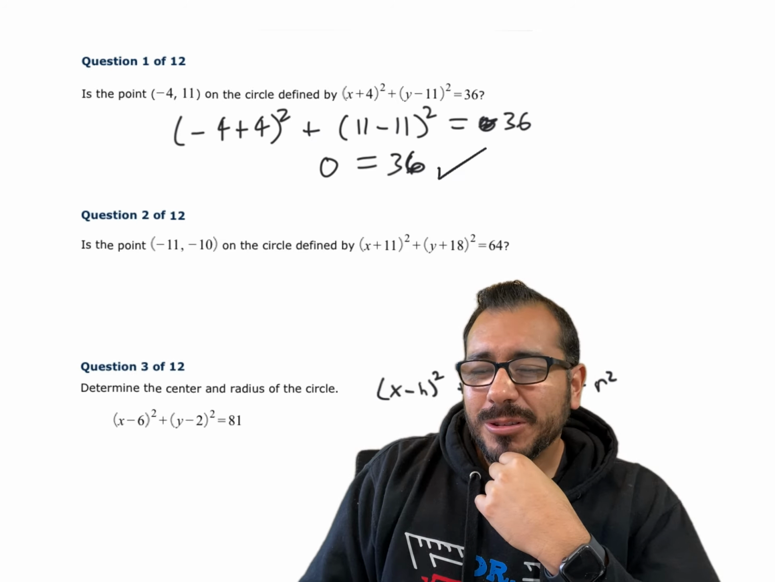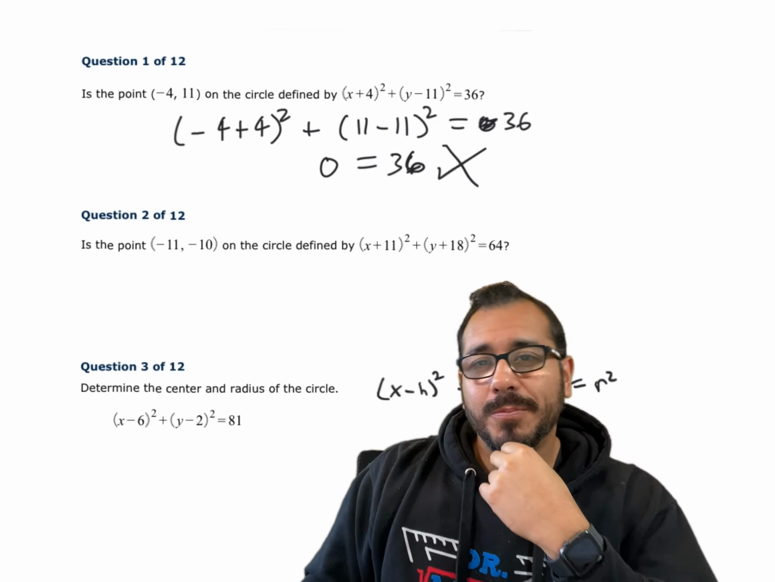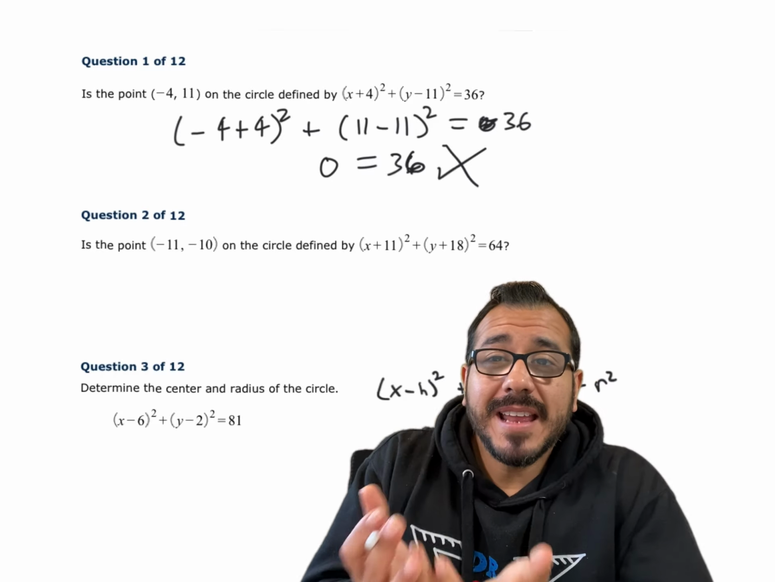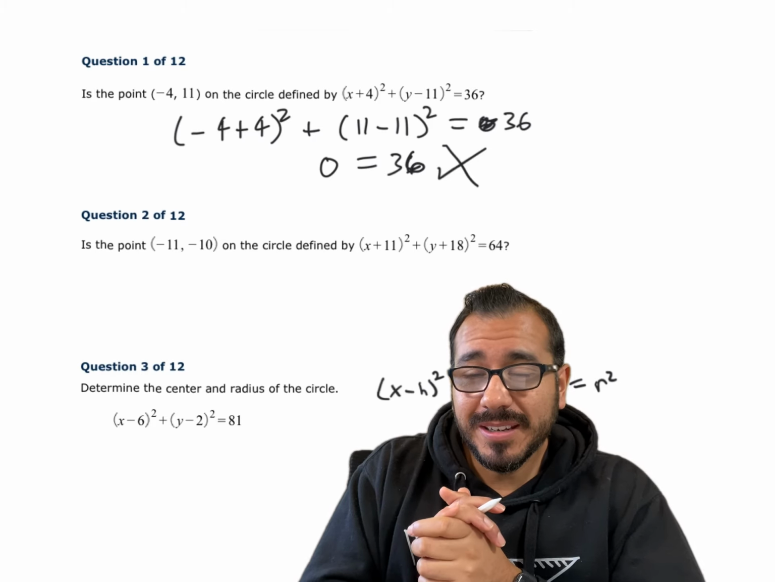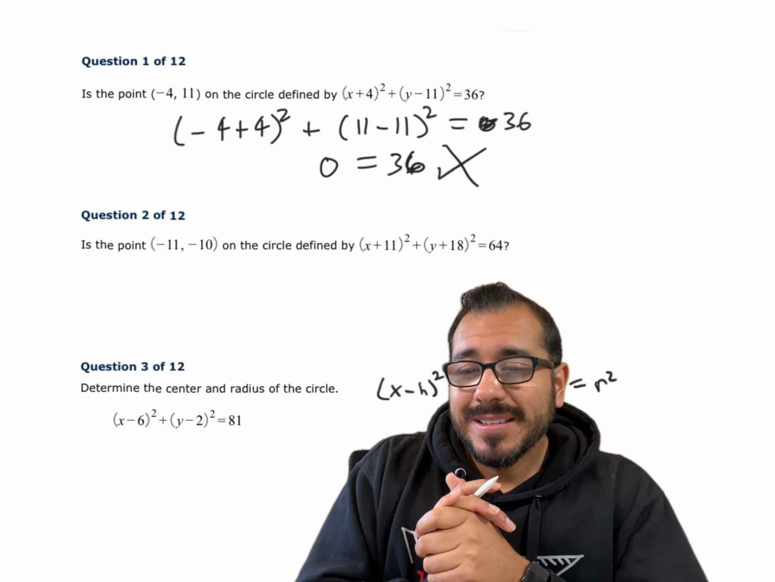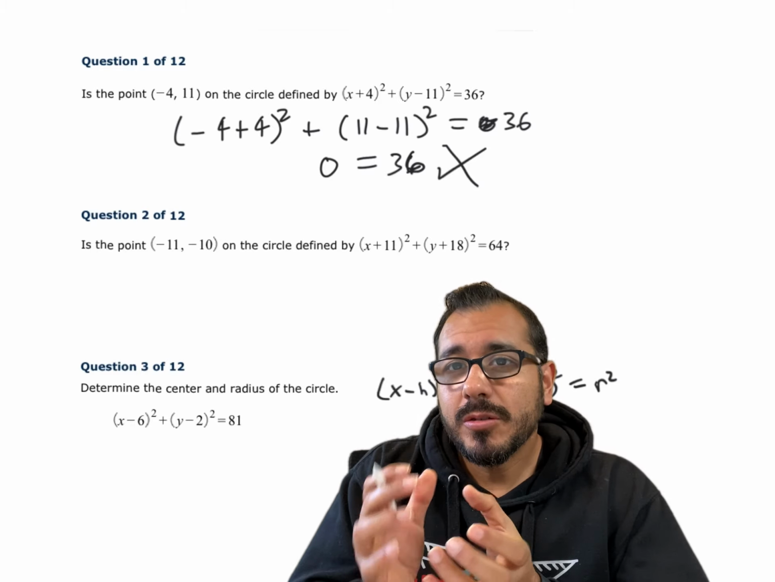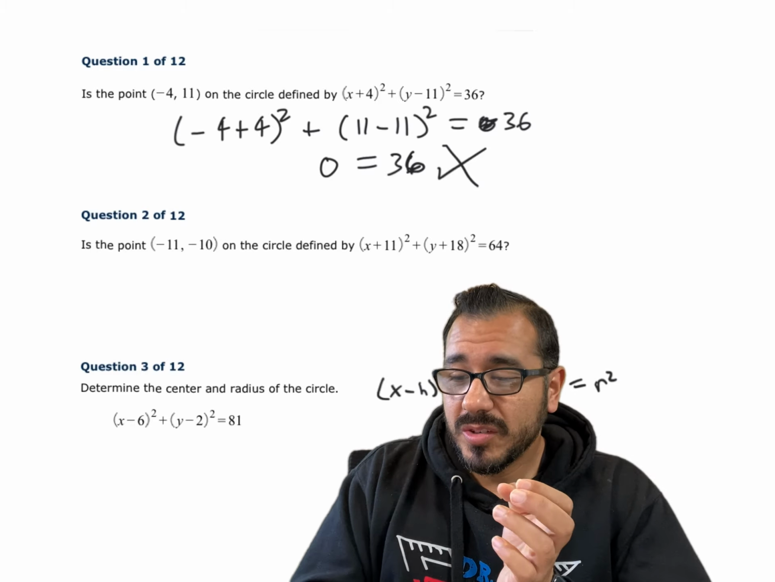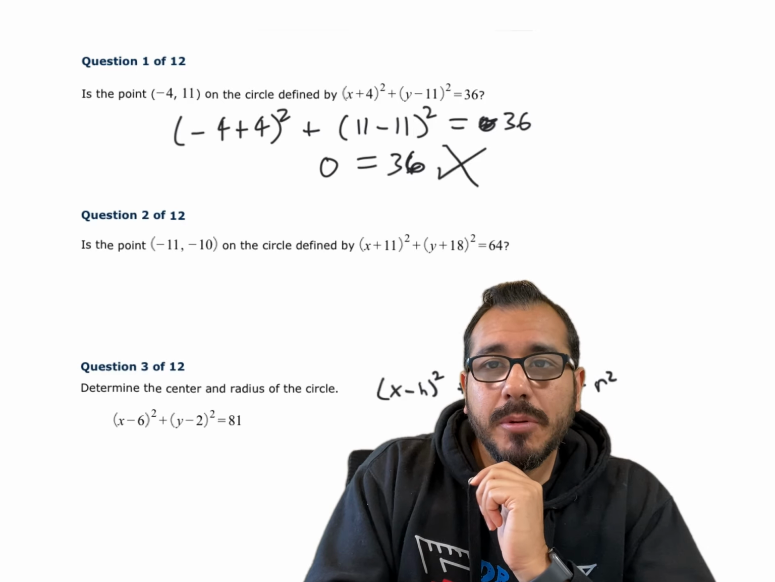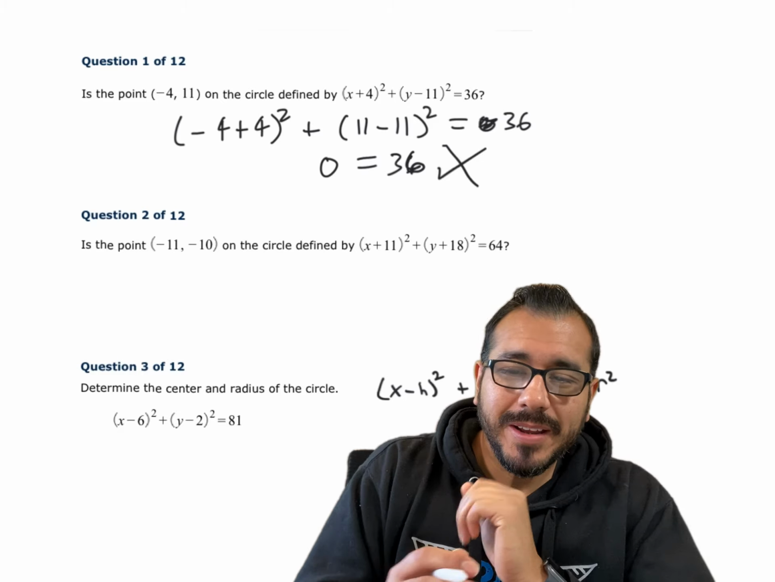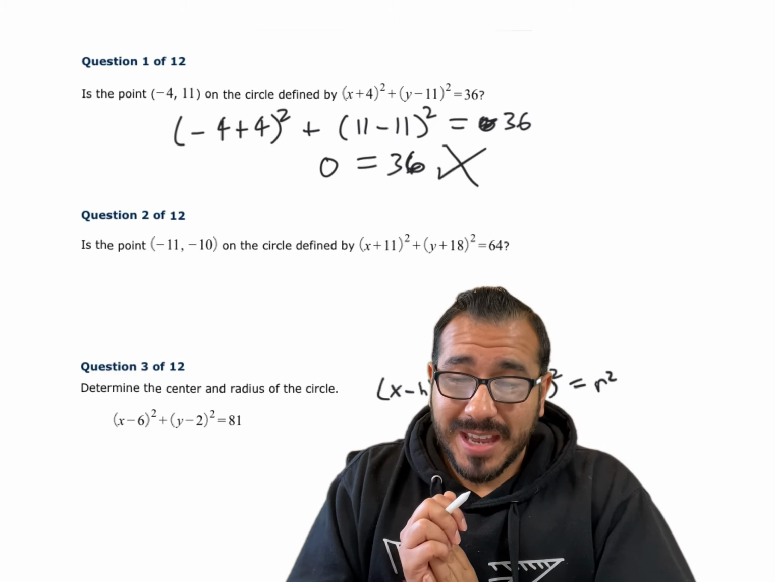So does that equal 36? Heck no, right? So that tells us it's not on the circle. So just like we predicted, this point is not on the circle. When is it on the circle? If our equation was true, if we had like 36 equals 36, then we would say, yeah, that point lies on the circle. All right, so that's how you're gonna handle those types of questions.